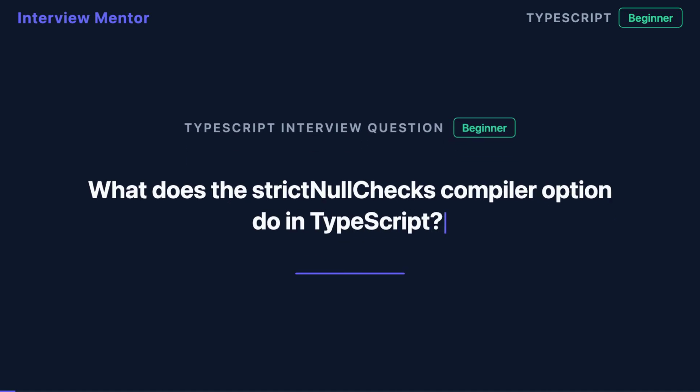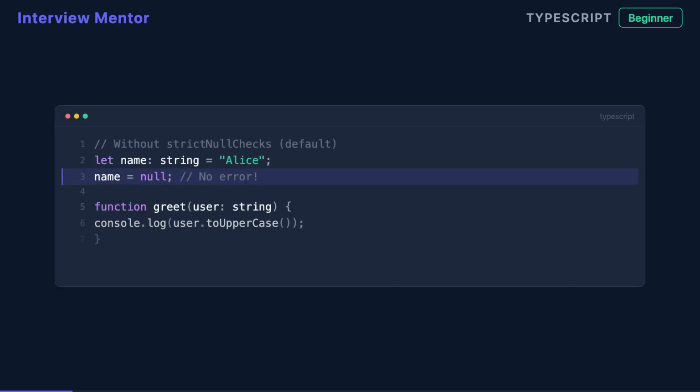Tony Hoare called null references his billion-dollar mistake. TypeScript has a compiler option that helps you avoid it. What does strictNullChecks do? By default, TypeScript allows null and undefined to be assigned to any type. You can set a string variable to null, an object to undefined, without any errors. This mirrors JavaScript's behavior, but can lead to runtime crashes when you try to access properties on null values.